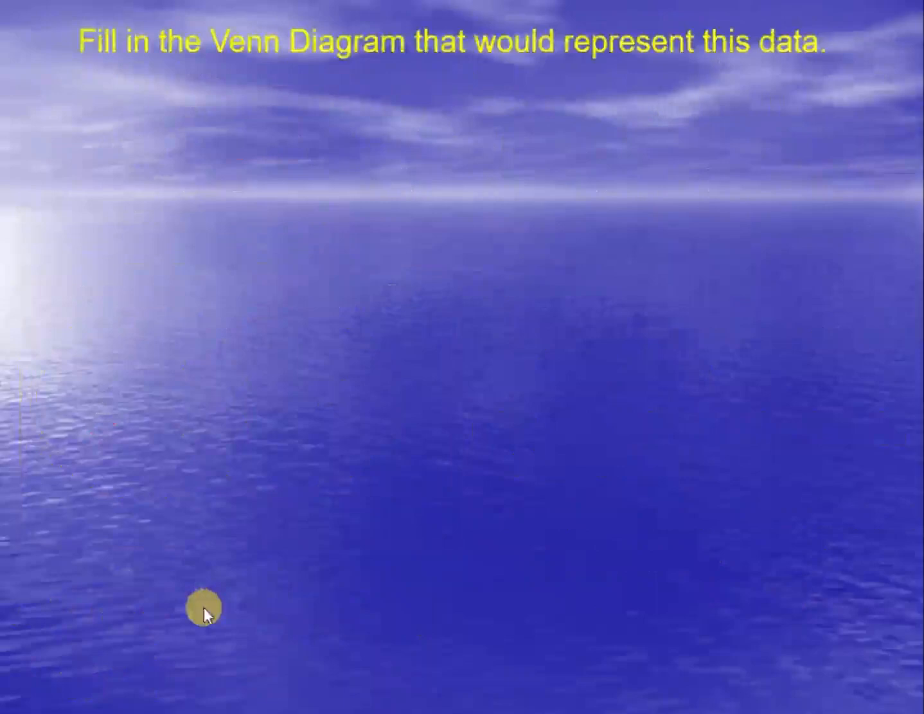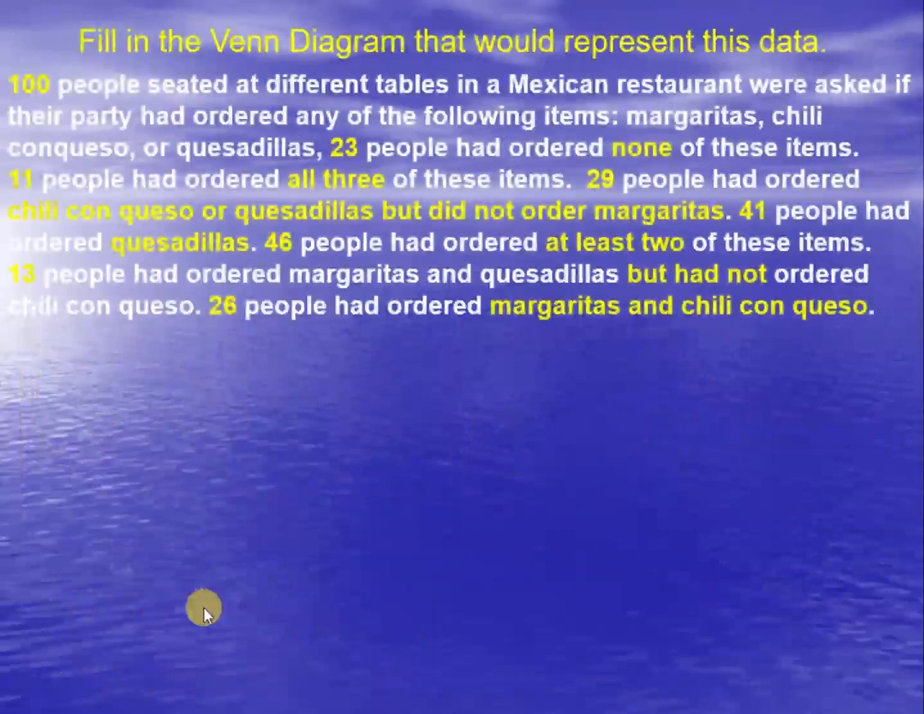Now we take another example. Fill in the Venn diagram that would represent this data. The data is that 100 people seated at different tables in a Mexican restaurant were asked if their party had ordered any of the following items: margaritas, chili con queso, or quesadilla. 23 people had ordered none of these items. 11 people had ordered all 3 of these items. And then 29 people had ordered chili or quesadillas, but did not order margaritas.